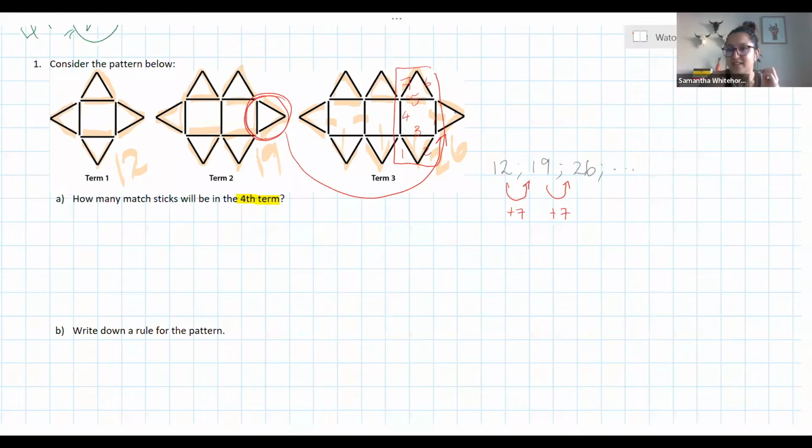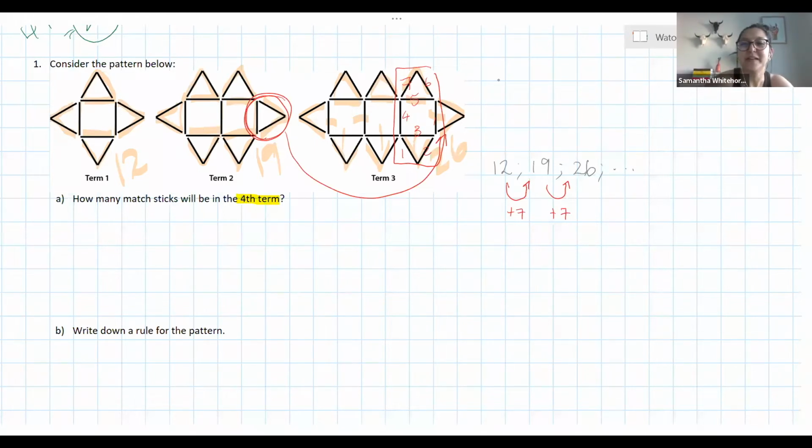Oh, so many hands, guys. This is awesome. Lawrence, how many sticks are there going to be in term 4? There'll be 33 sticks. Excellent. And how did you get that? What operation did you do? I added 7 plus 7 plus 7. I started from 26 and then I added 7. And then I get 33.